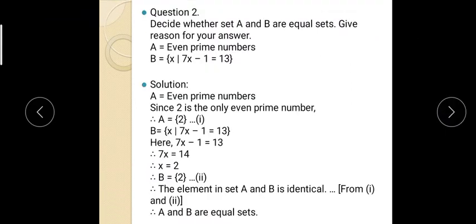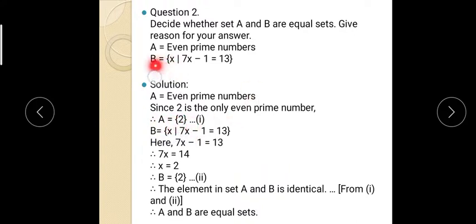Now see the second question. Decide whether set A and set B are equal sets. Give the reason for your answer. A is the set of even prime numbers. How many even prime numbers are there? There is only one even prime number, that is 2.